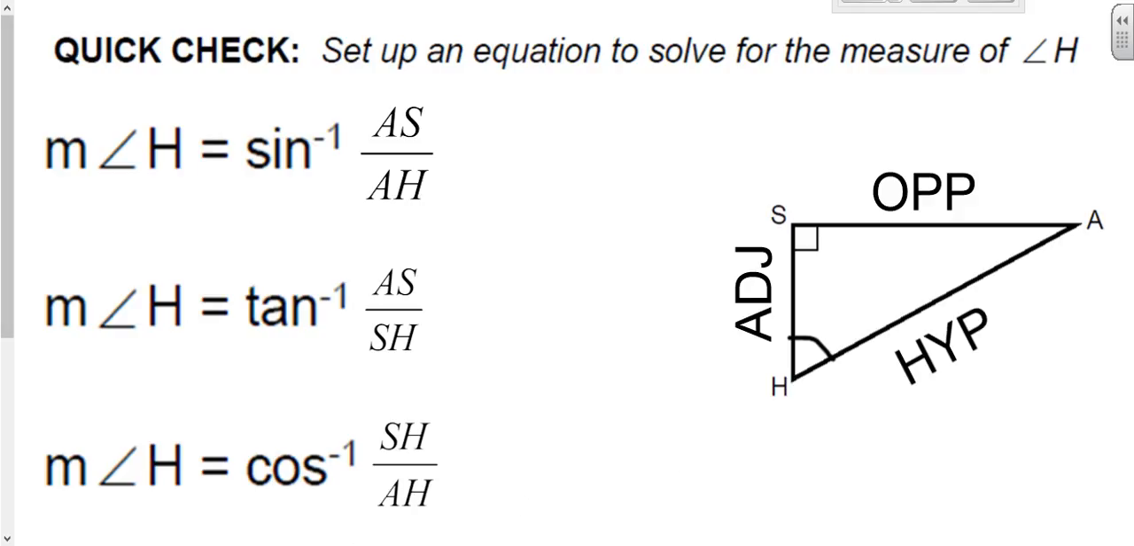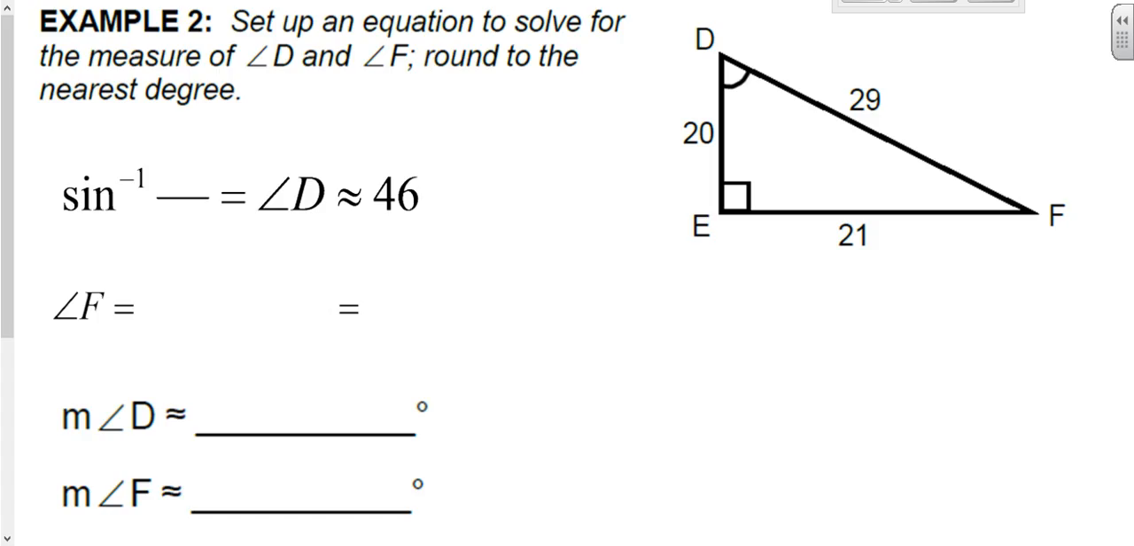All right, let's look at something with some actual finding of measures here. Example 2. We're going to set this up. You're going to see how easy these are to solve. You just basically set them up and put them into your calculator. So we're going to find the measure of angle D and the measure of angle F.